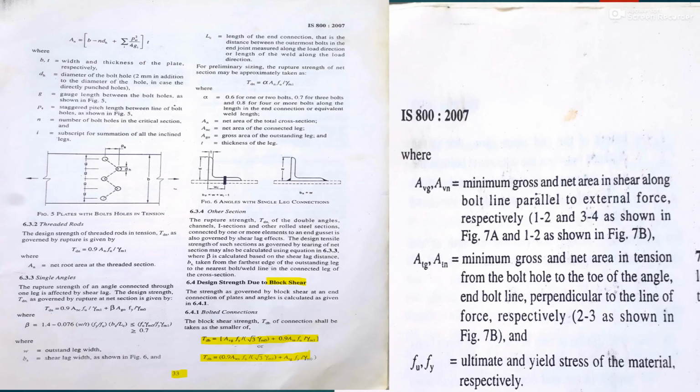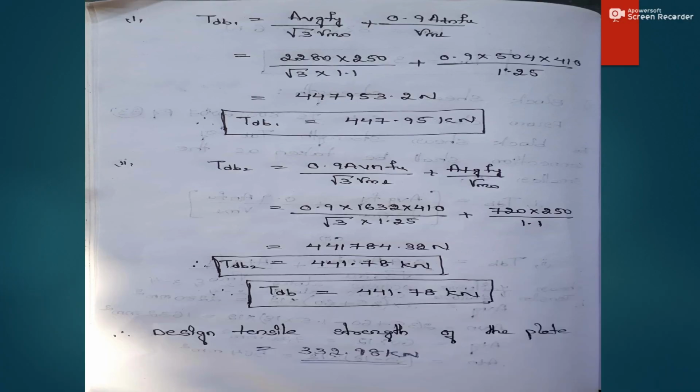So now substitute all the values. TDB1, so AVG Fy by root 3 gamma m0 plus 0.9 ATN Fu by gamma m1. So when you are writing the formula also be careful. Gamma m0 and gamma m1. So don't get confused when writing, right? Don't write gamma m1 here and gamma m0 here like that. So be conscious when you are writing the formula also. So AVG you know already 2280, Fy you know, root 3 you know, gamma m0 1.1. So ATN you know 504. Just now we have calculated. Fu 410 which is given in the question, and gamma m1 1.25.